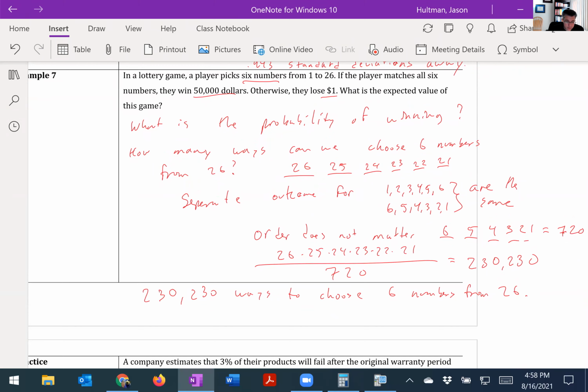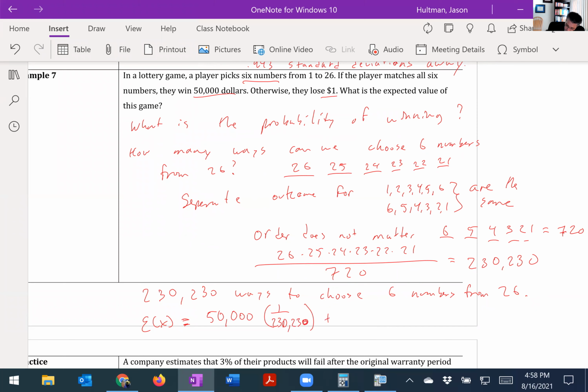Now, how do we find our expected value? E of X is going to be the outcome times the probability. The outcome that I want is to get $50,000, but the probability is going to be 1 out of 230,230. That's the probability.